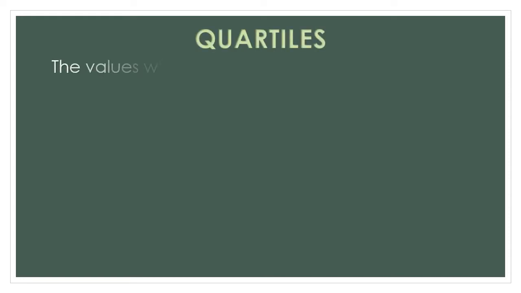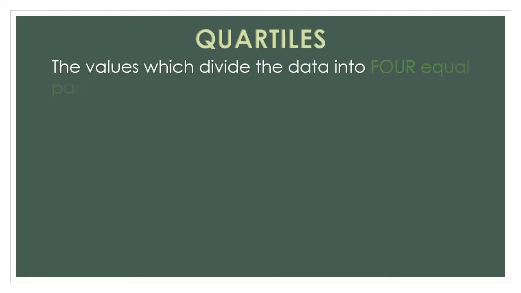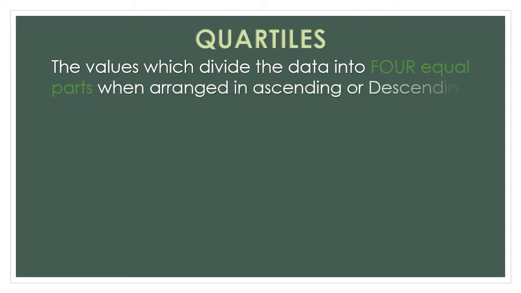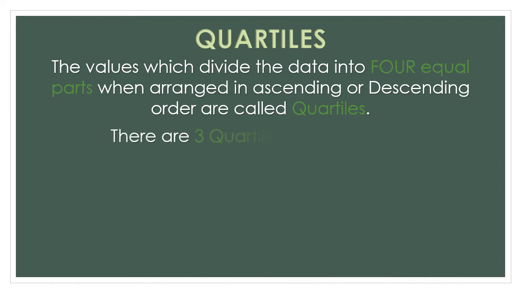Now what are quartiles? Quartiles are the values which divide the data into four equal parts. Quartiles are the quarters. Quarter means 1/4. So the data is divided into four equal parts when it is arranged in ascending or descending order, and these values are called quartiles. There are three quartiles because, of course, to divide the data into four parts we just need three values. You will just see how it is done.